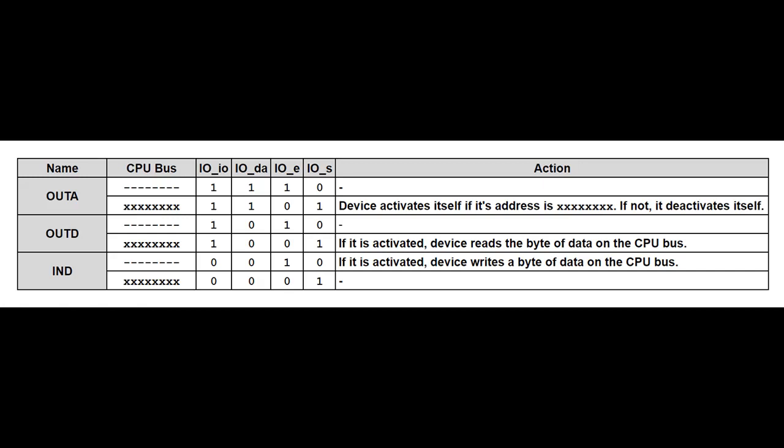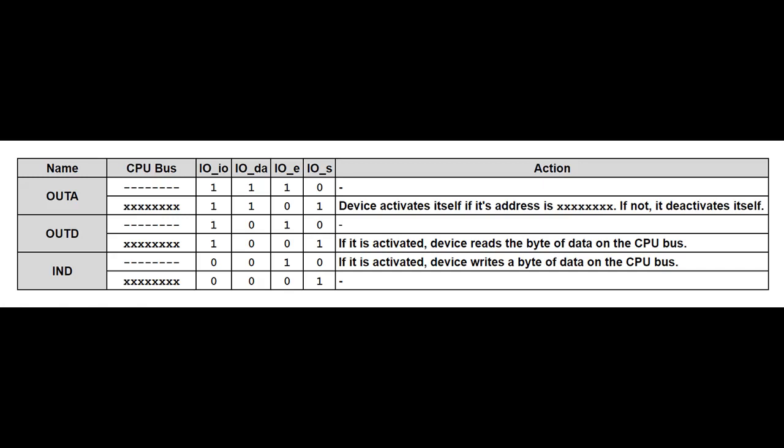Then, if the CPU is processing an OUT D instruction and the I/O set signal is on, the device reads the byte of data on the CPU bus if and only if it is activated. Finally, if the CPU is processing an IN D instruction and the I/O enable signal is on, the device writes a byte of data on the CPU bus if and only if it is activated.